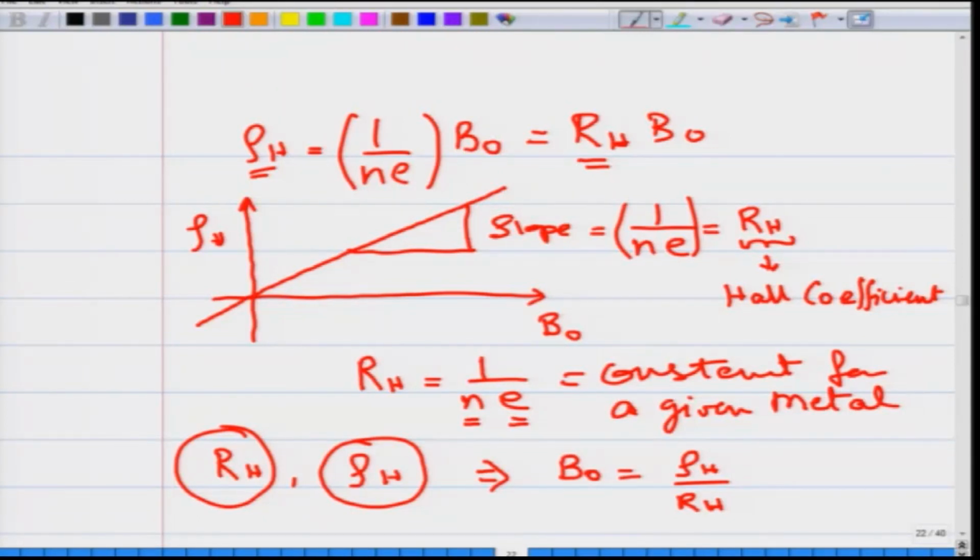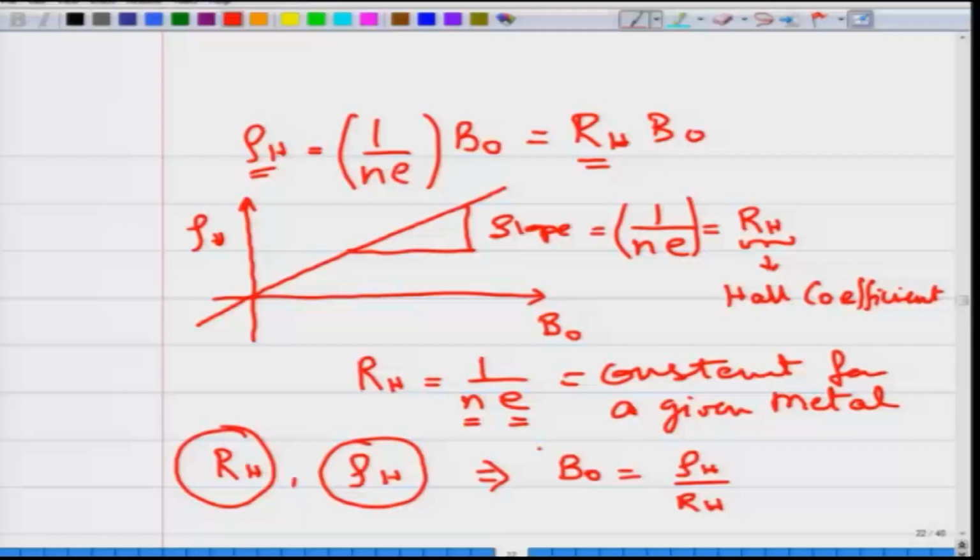You can take this material, put it in a region where there is some magnetic field whose value you do not know. If you measure the Hall resistivity in that unknown magnetic field, you will immediately get a measure of B naught. And so it becomes a very powerful tool to actually measure magnetic fields, and that is why the Hall effect is used as a sensor. More as we go along about this.